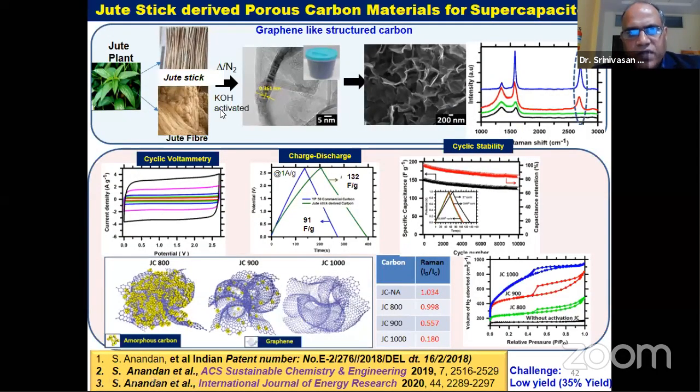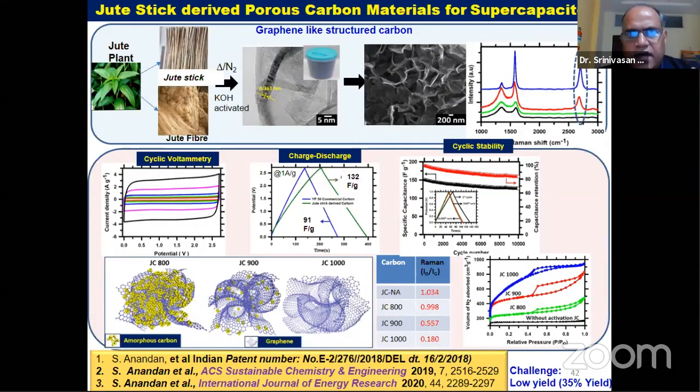We have used KOH-based chemical activation, and more importantly, we have converted this jute stick into graphene-like structured carbon, which is confirmed by Raman spectroscopy as well as TEM and SEM, which show graphene-like structured carbon formation.